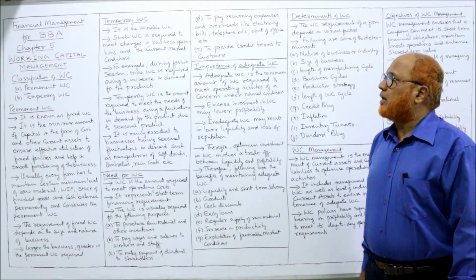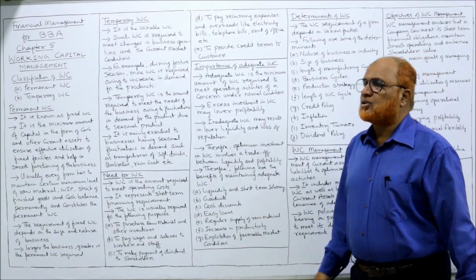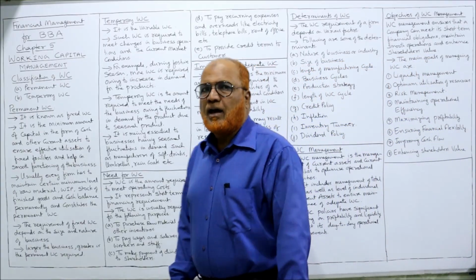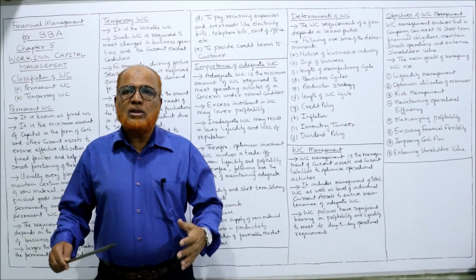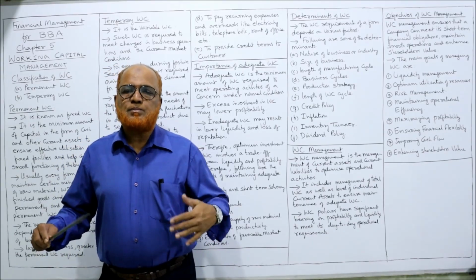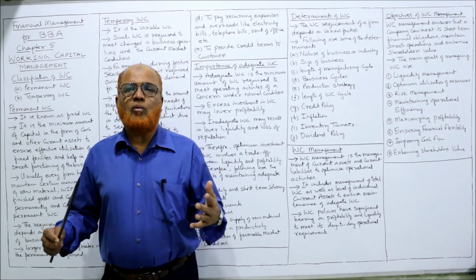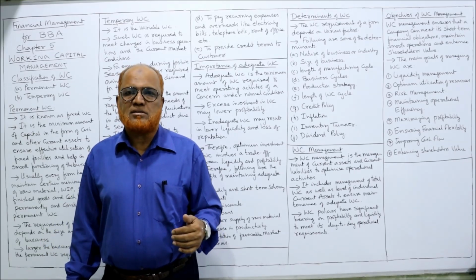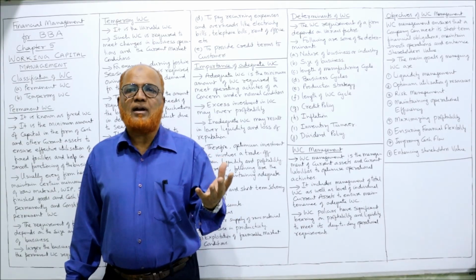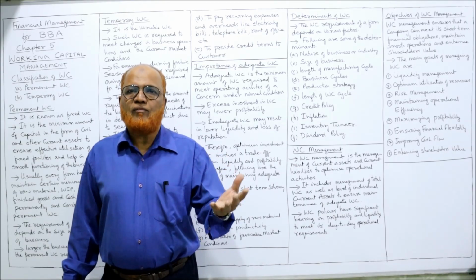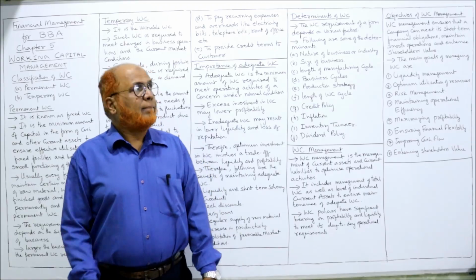Next one is to pay recurring expenses and overheads like electricity bill, telephone bill, and other bills, office expenses, etc. So all these are the routine expenses which have to be incurred, overheads, indirect expenses. So to pay day to day expenses, it is necessary to have some fund, and that fund is called working capital. That is the need.